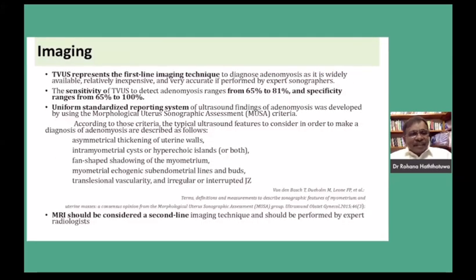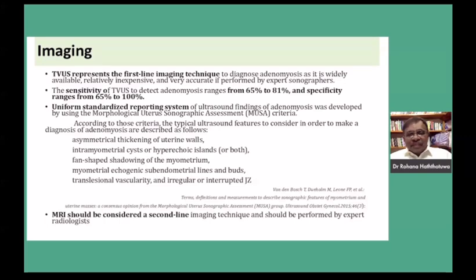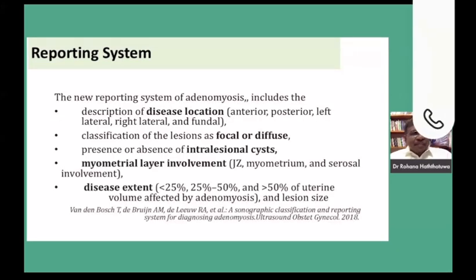So in imaging, transvaginal ultrasound is the first line imaging technique, and it has a sensitivity of 65 to 81% and specificity of 65 to 100%. And now the reporting has been standardized using the MUSA criteria, which is shown here, and MRI should be considered only as a second line.